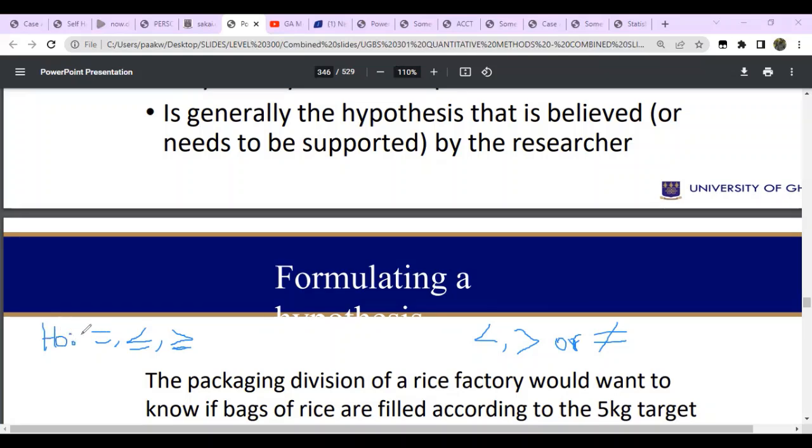So if your H0 is saying the population mu is equal to some particular number, your HA will challenge it. So HA will say that it is not equal to. When your H0 claims that it is less than or equal to, your HA will challenge it, and that one will be only greater than. And if they say your H0 is greater than or equal to, your HA will be only less than.